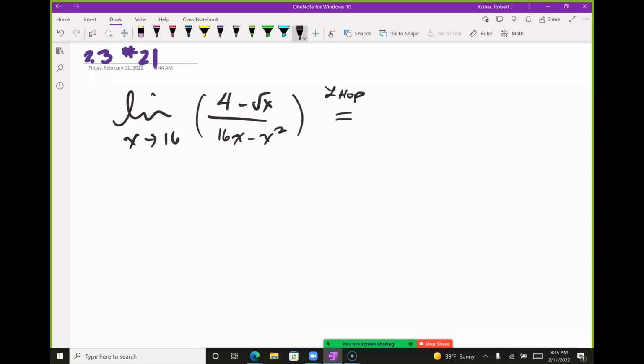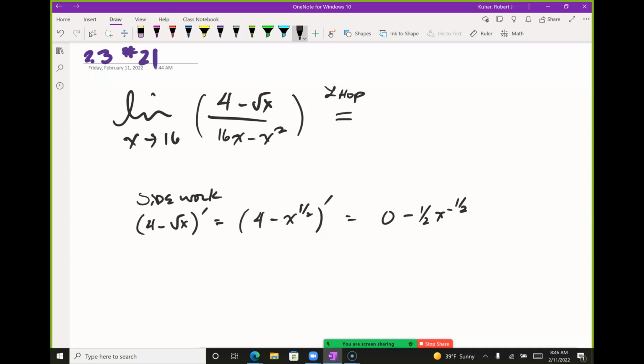I want to work on the side on this one because it's a little bit messy, right? So my side work is going to be just the derivative of 4 minus square root of x, right? So that is 4 minus x to the 1/2 power. The derivative of 4 is 0, and the derivative of x to the 1/2 is 1/2 x to the minus 1/2. Make sure everybody's okay with me there. And I can simplify that. I get -1 over 2 square roots of x. So there's my numerator derivative.